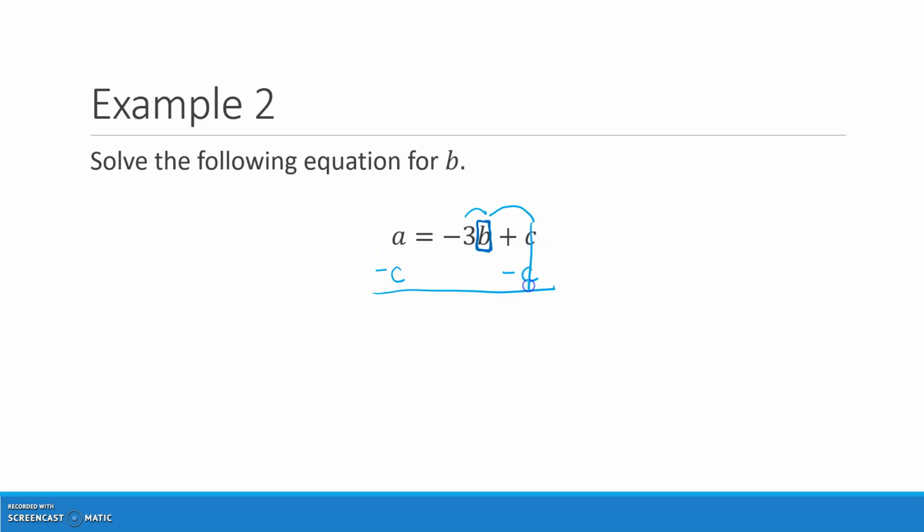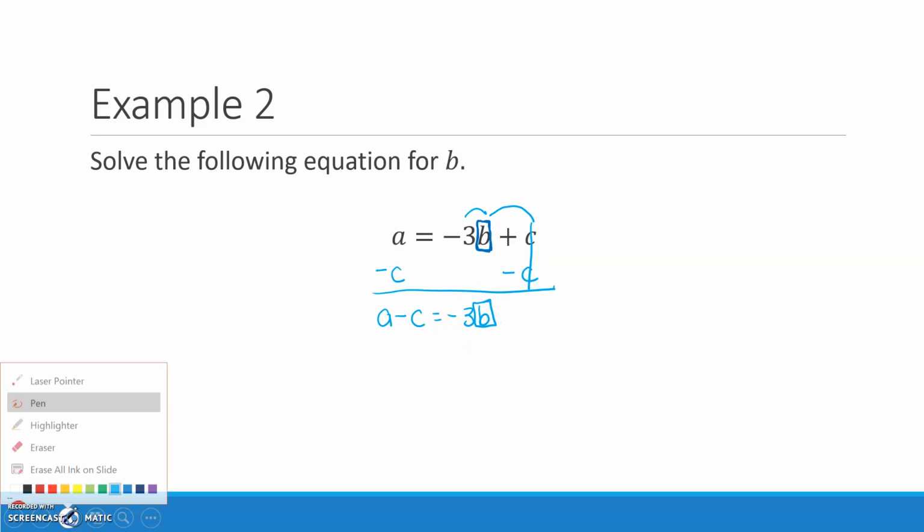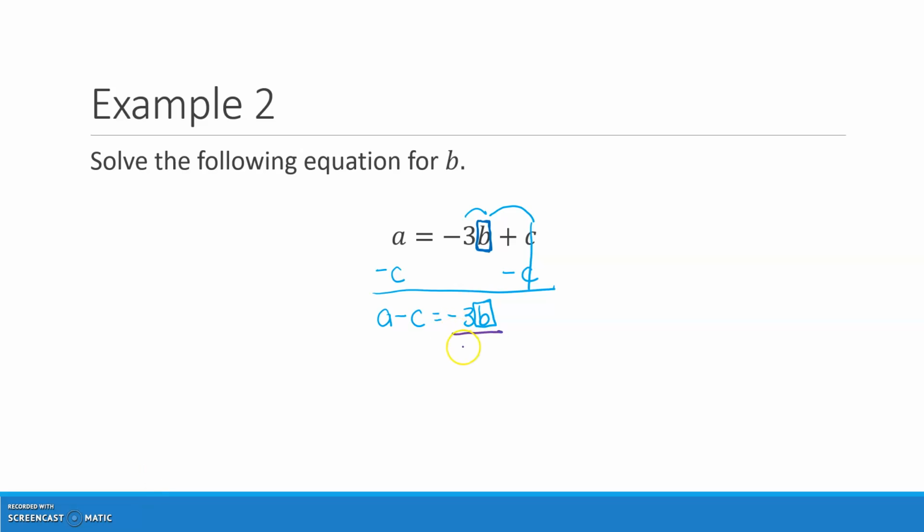Now over here, c minus c would just cancel out. And over here, we would just have a minus c equals negative 3b. Now we have negative 3 times b. I still have my box around b. And so I'm going to now divide by negative 3. Divide everything by negative 3. And I'm going to write my final answer as b equals a minus c over negative 3.